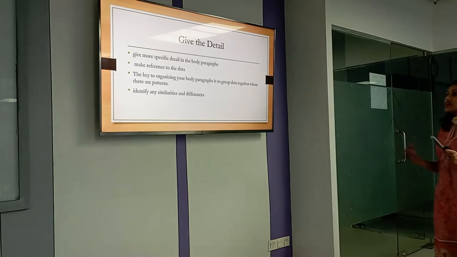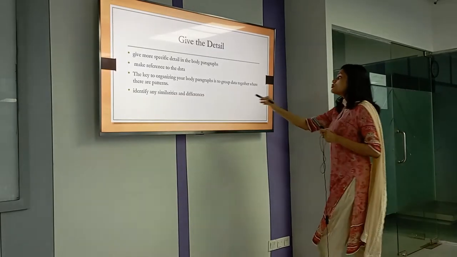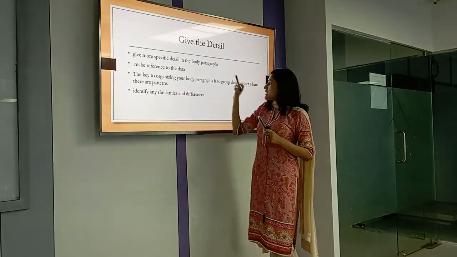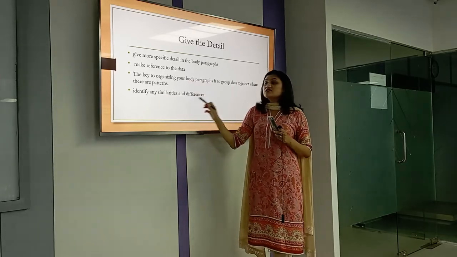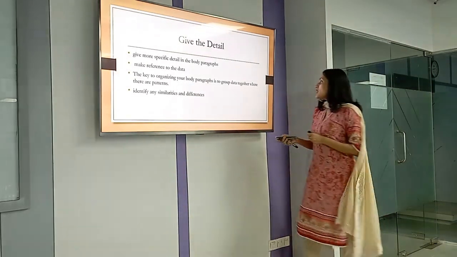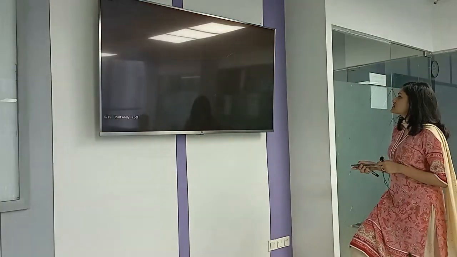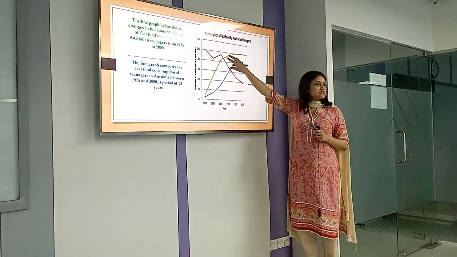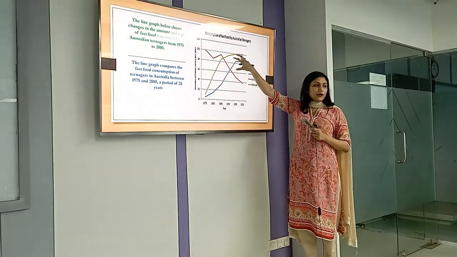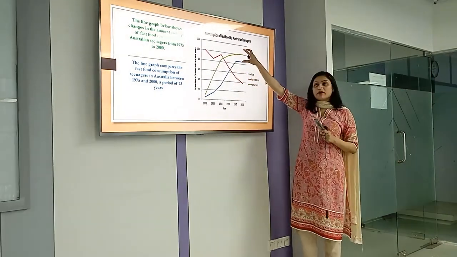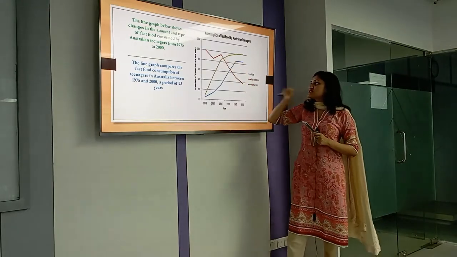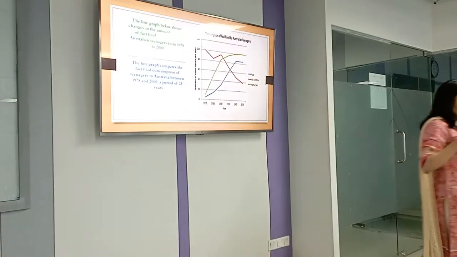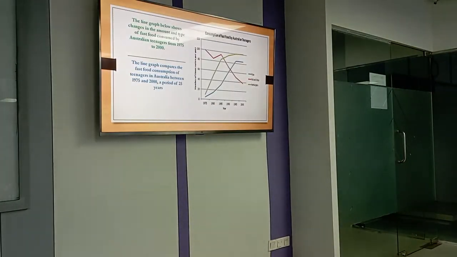I'll show how. The key to organizing a body paragraph is to group data together and then see whether they have the same patterns. So generally group the data, identify similarities and differences. For example, in our chart, you see these two are one group. Why? Because they have the same kind of pattern. Both of them rise over the time. On the other hand, fish and chips decline. It has a different kind of trend. So after grouping, see whether the two match or the three match.